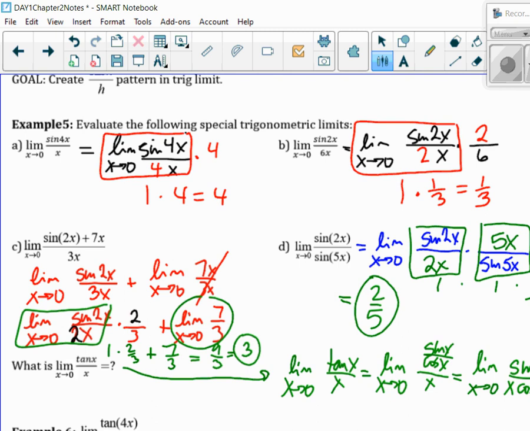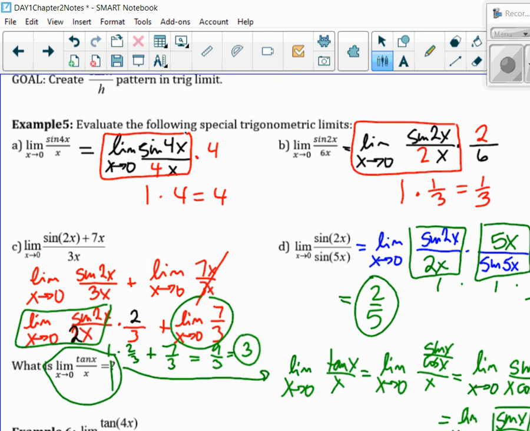Okay. What can I do with this? I can scooch it over. So this is the limit as x goes to 0 of sine x over x times 1 over cos x. So this is 1. And what's cos of 0? 1. So this is 1 times 1 equals 1. So you don't need to do this anymore. You can just say it's equal to 1 and now memorize that.